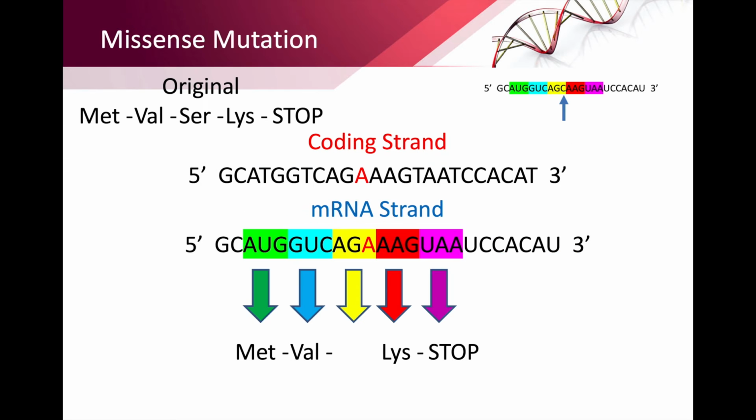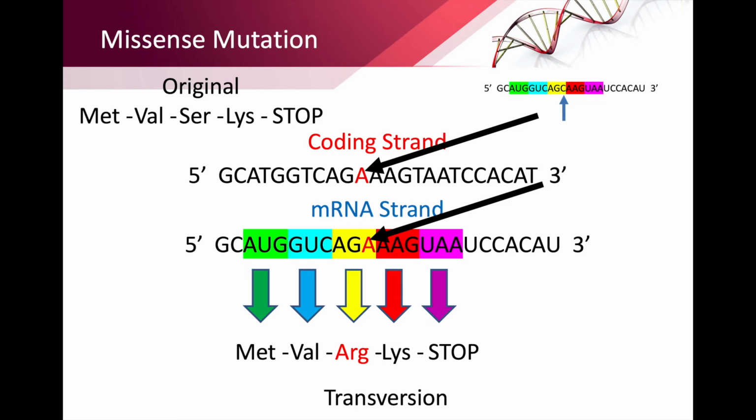Our first type of point mutation is missense mutation. I have the original amino acid chain in the top left, and the original RNA strand in the top right. These will appear in each mutation, and the blue arrow is pointing at the base that is being changed. In our coding strand, our C was replaced with an A, and this is then seen in the RNA strand. The amino acid produced changes from serine to arginine. The change in the amino acid is what tells us that this is a missense mutation. Also, this is a transversion mutation, which I will explain soon.